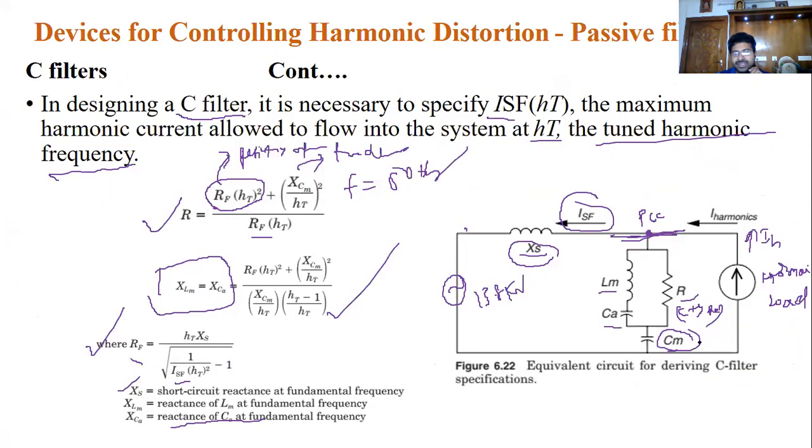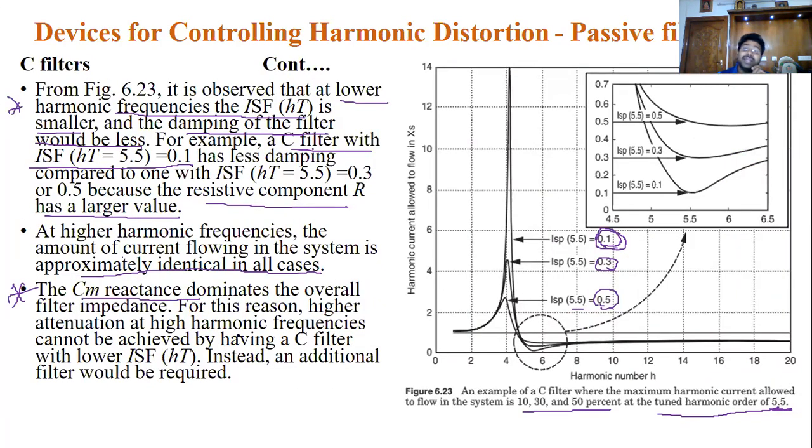You can see the CM value, the attenuating capacitance value, CM. The reactance dominates the overall filter impedance, that CM value. For this reason, higher attenuation at higher harmonic frequencies cannot be achieved by having a C filter with lower ISF value. Instead, an additional filter would be required.